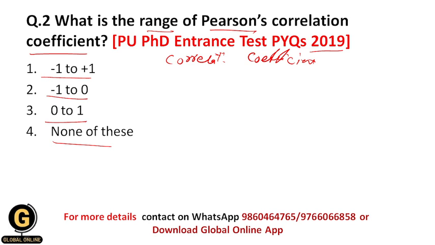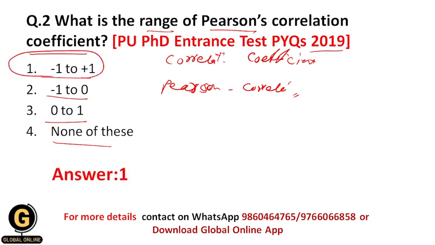So students, now you can understand that most of the questions are repeatedly asked each year. Pearson's correlation coefficient is also called the Pearson product moment correlation coefficient or Pearson correlation coefficient. So students, this ranges between what? Minus 1 to plus 1, as we have seen in question 1.